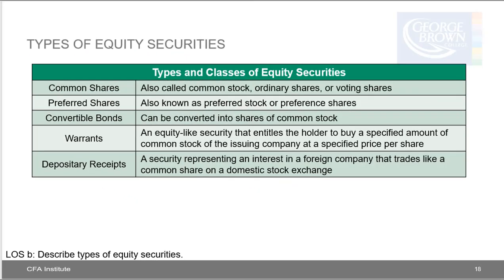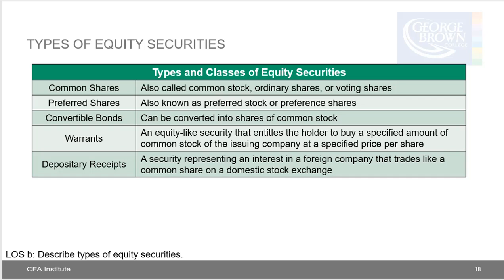Learning outcome statement B is describe types of equity securities. So on this slide you can see types and classes of equity securities. There are 5 listed here, starting with common shares, also called common stock, ordinary shares or voting shares. So again, if English isn't your first language, this is one of the challenges that I have with students. I've taught CFA globally, and sometimes it's the language. Again, it's an English language test on the subject of equities. So common shares, common stock, ordinary shares, voting shares, all mean the same thing.